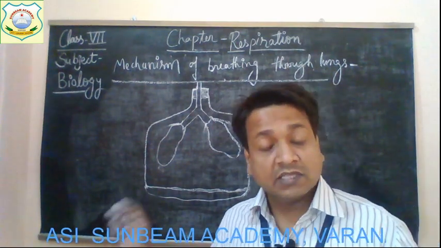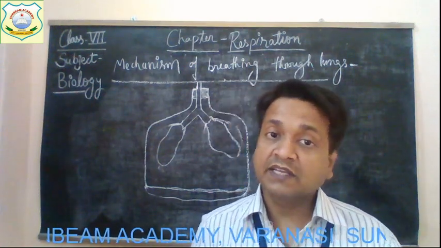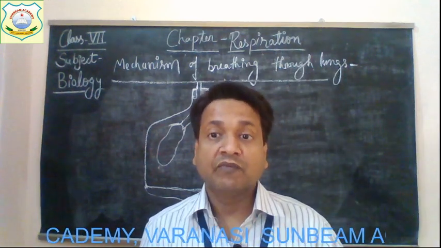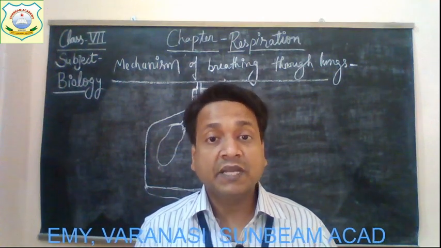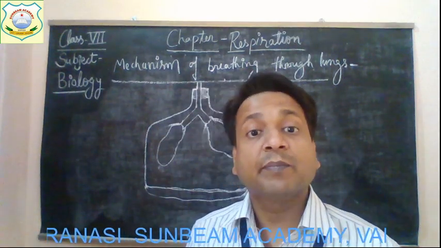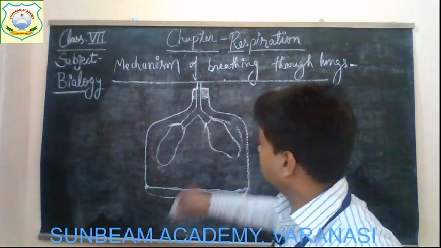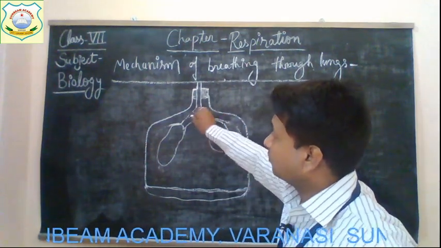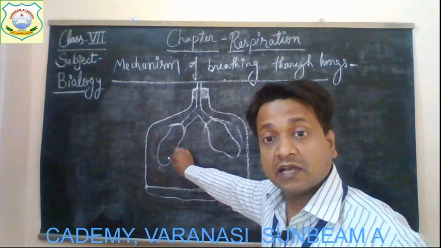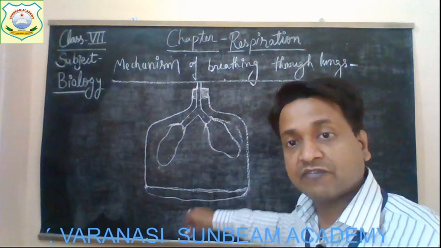Got it, children? So in this experiment, the balloons represent the lungs and the bell jar represents the chest cavity. And this rubber sheet represents the diaphragm, which is a sheet of muscles present in the chest cavity. Got it? And the lower part of the Y tube represents the trachea, and the two arms represent the bronchi. This tube indicates the trachea. The balloons represent the lungs, and this rubber sheet represents the diaphragm.